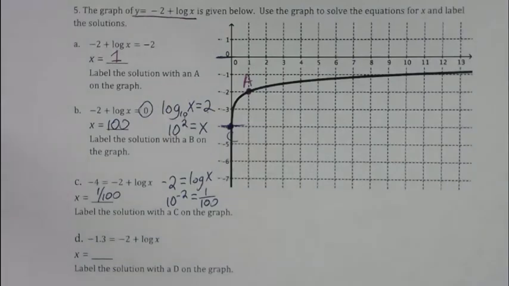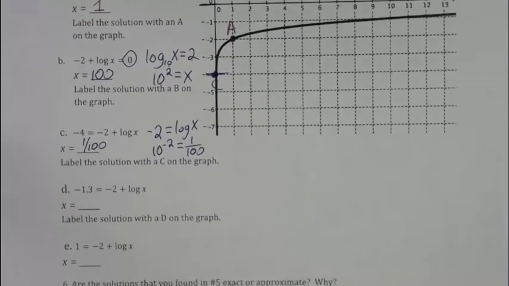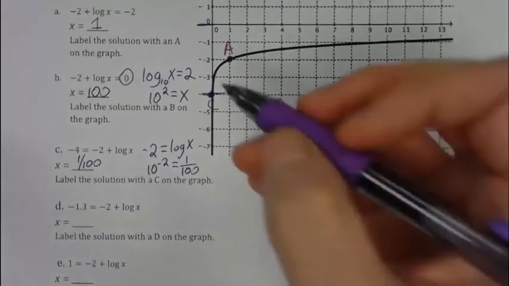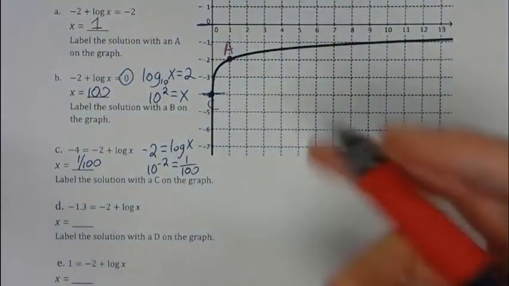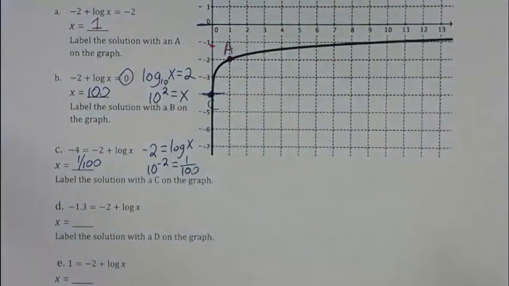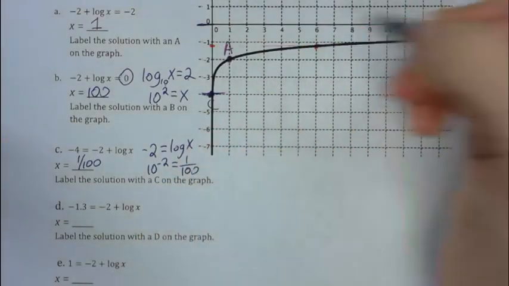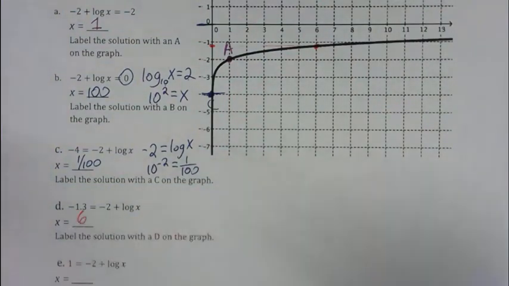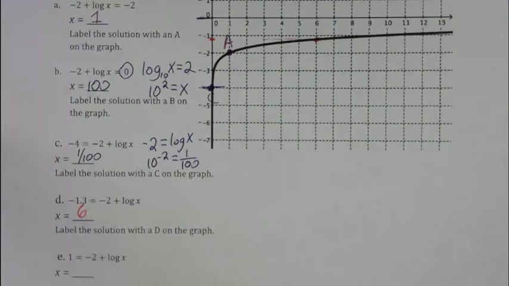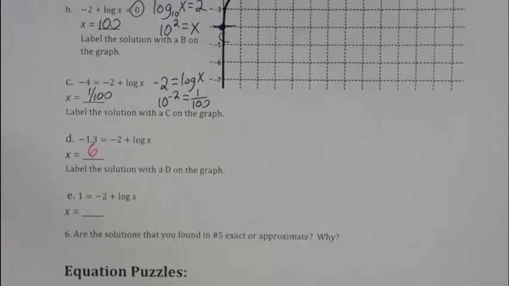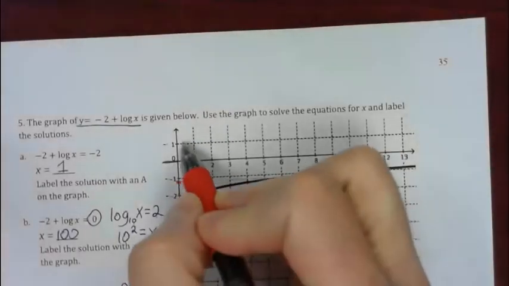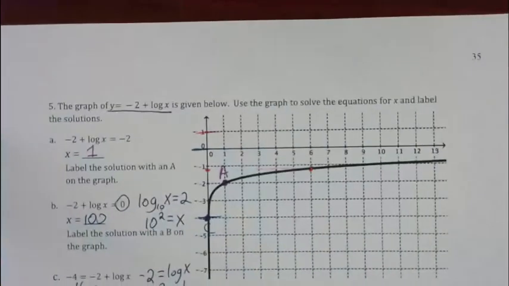And so part D, continuing with this, negative 1.3. Negative 1.3 would be kind of right there. So if I follow that across, it looks like I'm at about 6. So I can just go with 6 as my answer. And then my last one, I'm supposed to equal 1. But if I look at my graph here, at 1, it may be a very, very big number before we get to 1. So let's see if we can solve that one algebraically real quick.